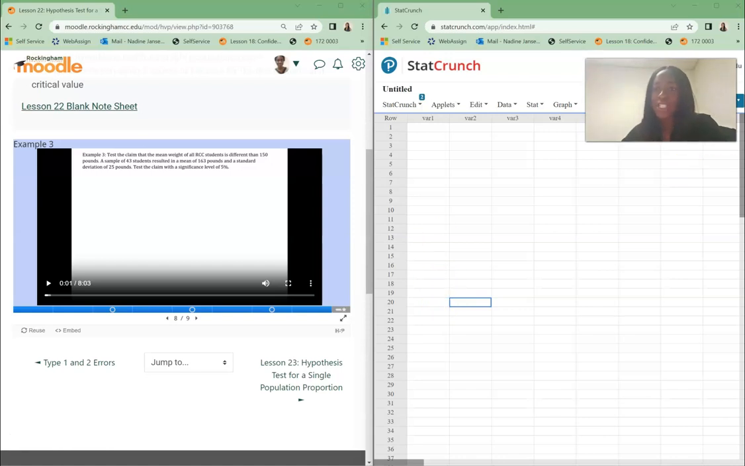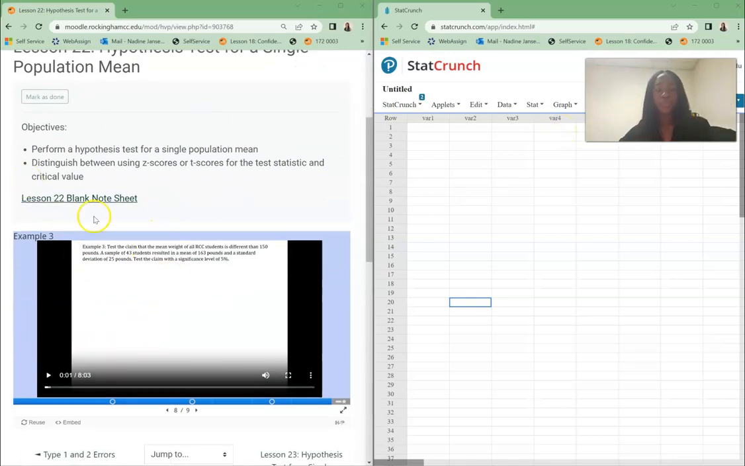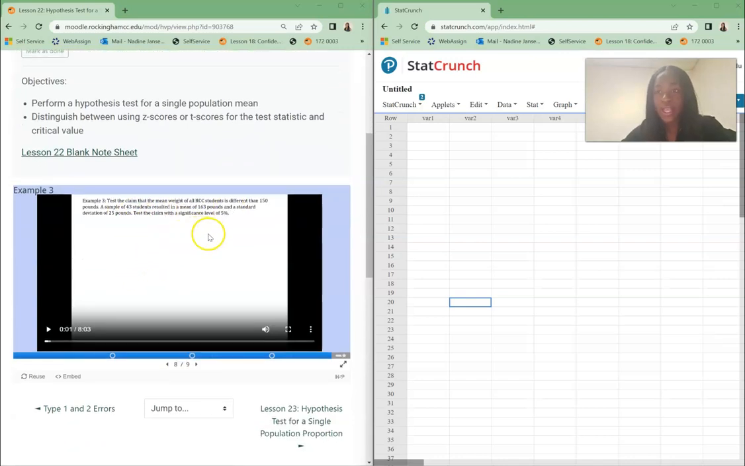Hey everybody, I'm just making this quick video to show you how you could do example 3, or a problem like example 3, if you do not have a TI-84 or a TI-83 calculator. So what happened in this example is we're doing a hypothesis test for a single population mean. But in this example, we're using t-scores instead of z-scores.